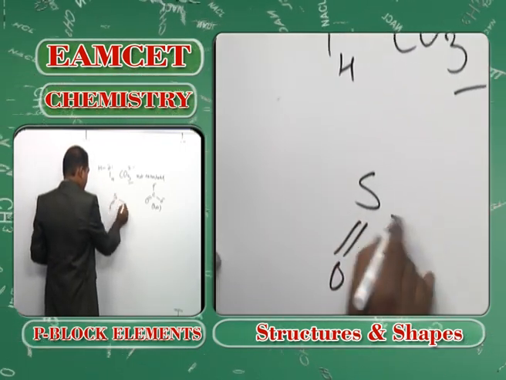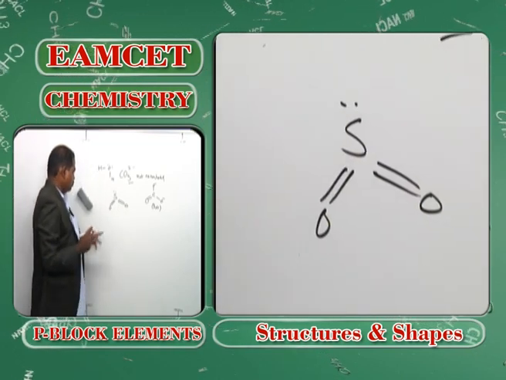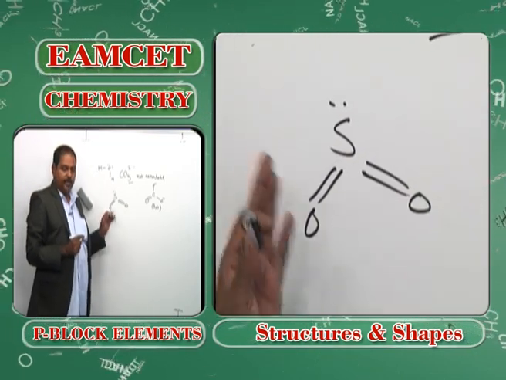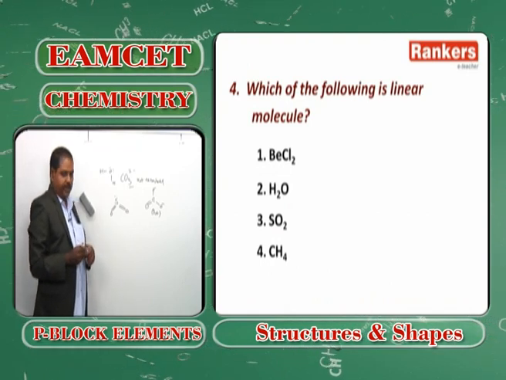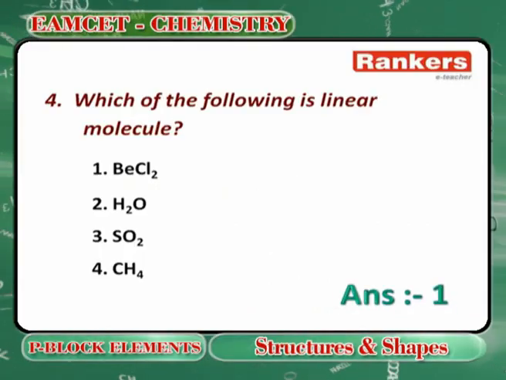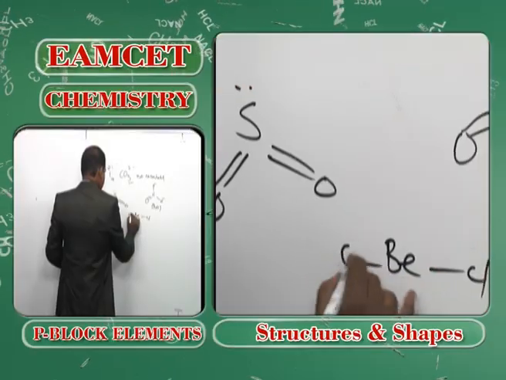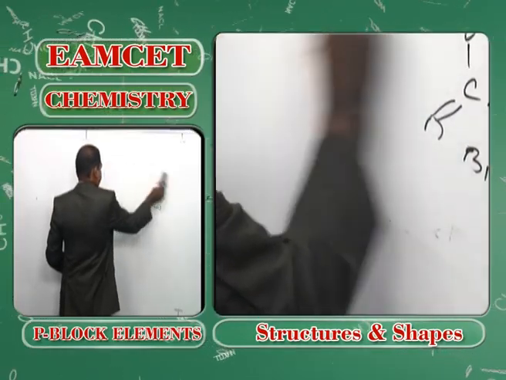SO2, double bond to O, there is a lone pair. So, 2 bond pairs, 1 lone pair cannot be linear. Methane is tetrahedral. Therefore, the answer is BeCl2, which is linear. Next question.